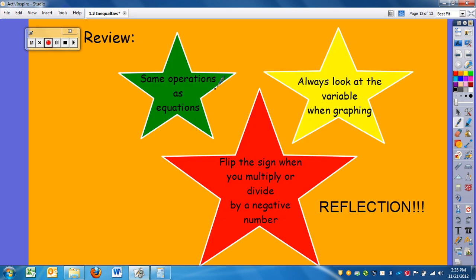Right, so just review, remember it's the same operation as equations, however, you need to flip the sign when you multiply or divide by a negative number, and always look at the variable when you're graphing to make sure you're going the right direction. Do not go which way the inequality sign is pointing.